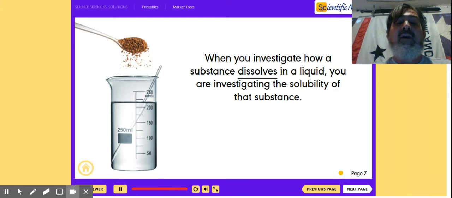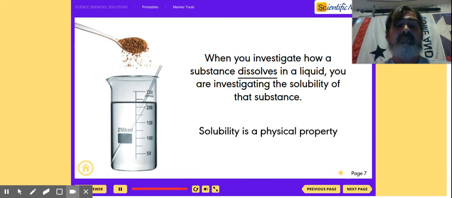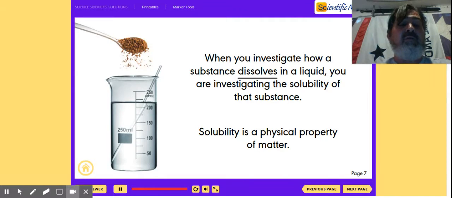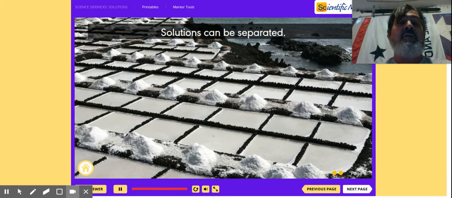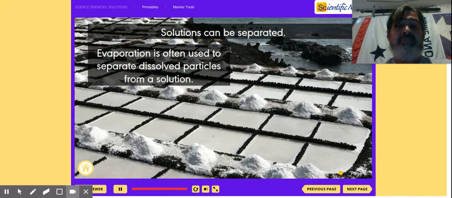When you investigate how a substance dissolves in a liquid, you are investigating the solubility of the substance. So that's a special property of matter that we've talked about. Solubility is the ability to dissolve. Solubility is a physical property of matter. Solutions can be separated, though. It's just harder. Evaporation is often used to separate dissolved particles from a solution.